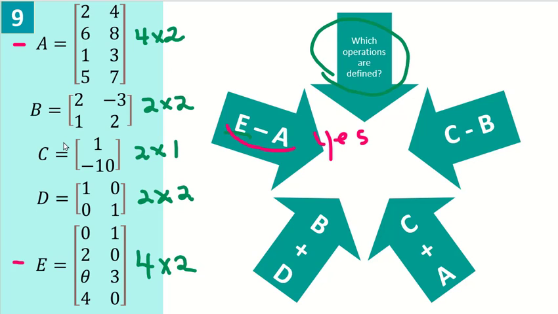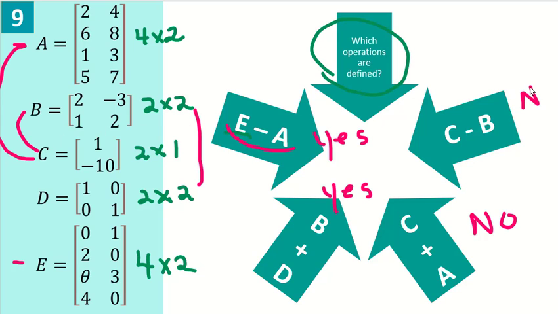What about B and D? B is a 2 by 2, and D is a 2 by 2, so the answer is yes. Okay, now we're going to look at C and A. Those are different dimensions, so we can't add or subtract them. And C and B, those are still different dimensions, so we cannot add or subtract them.